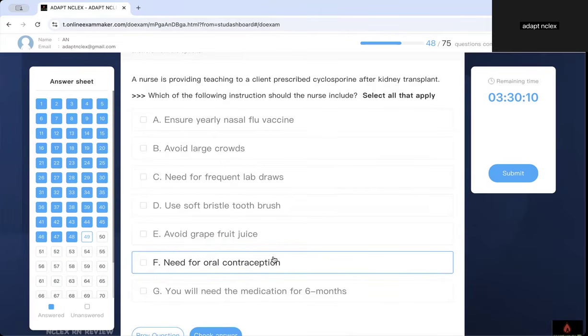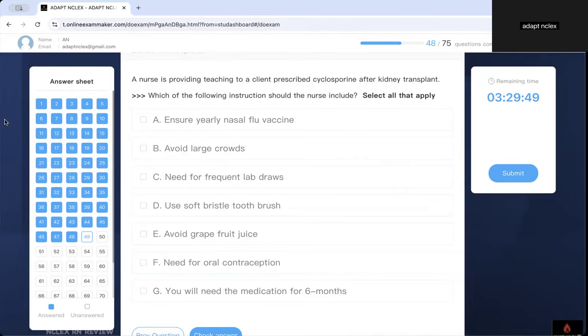Now, let's look at it. Which of the instructions should the nurse include? Ensure yearly nasal flu vaccine, avoid large crowd, need for frequent lab draw, use soft bristle toothbrush, avoid grapefruit juice, need for oral contraception. You will need the medication for 6 months.